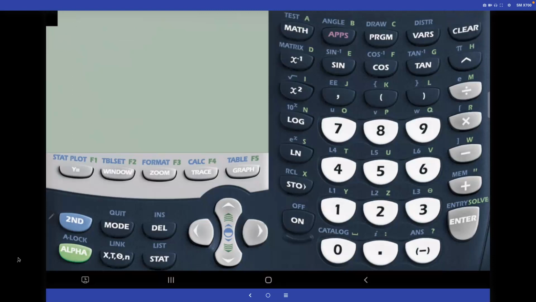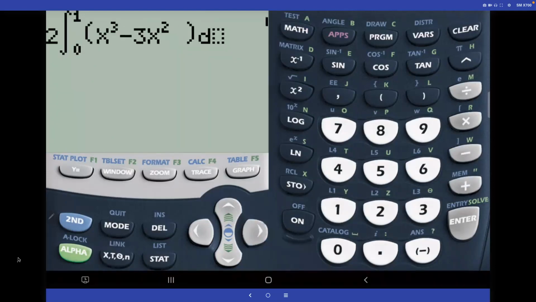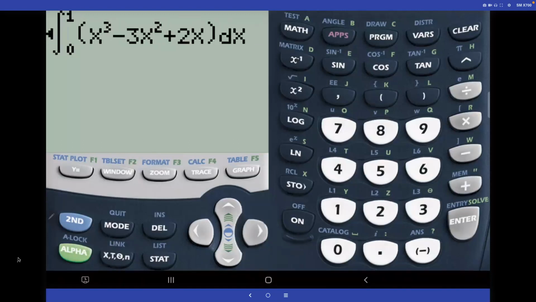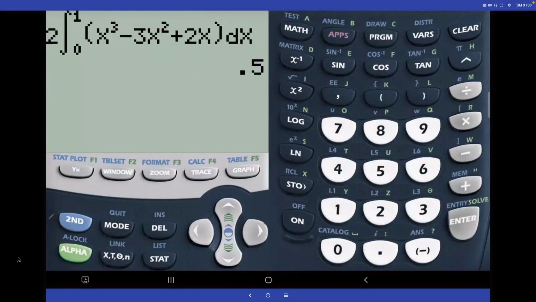And actually, I'm going to go ahead and double it. Let's just make the calculator do all the work for us. So I'm going to do 2 and then Math 9 from 0 to 1 of x cubed, minus 3x squared plus 2x. And don't forget to fill in the dx at the end, because your calculator knows you need a dx. And then hit enter, and you get this.